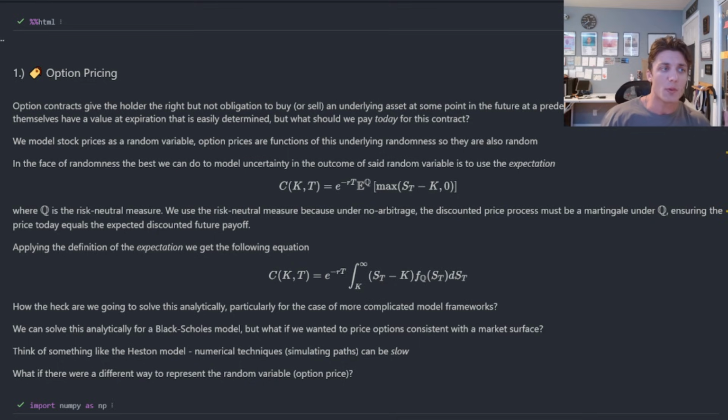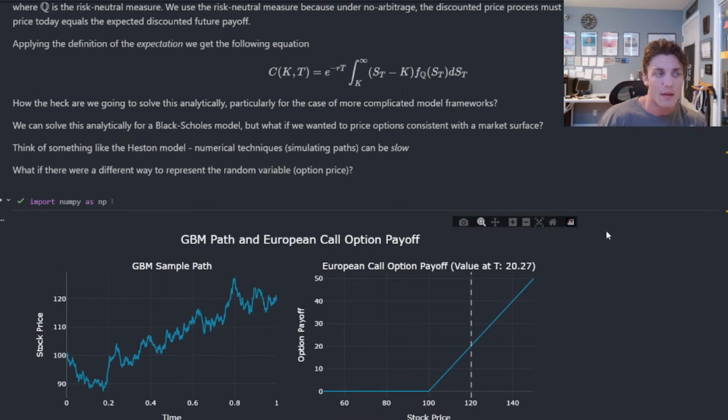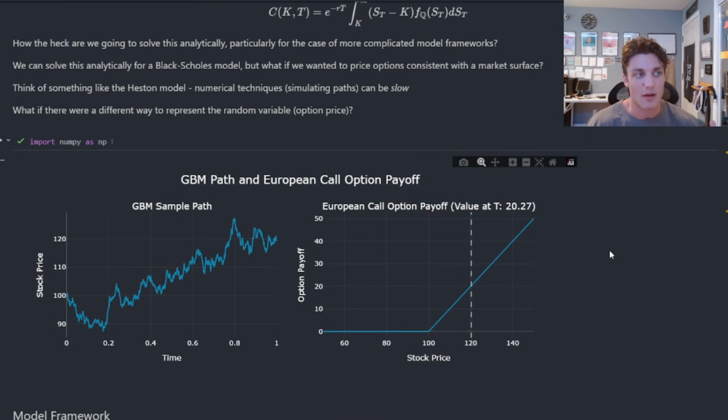Well, at some point in the future, maybe it's a month from now, maybe it's 2 months, maybe it's a year from now, if you tell me the stock price, I can tell you how much I would pay you based on that option contract. So let's say 1 year from now, we have this option contract and the underlying asset is 120.